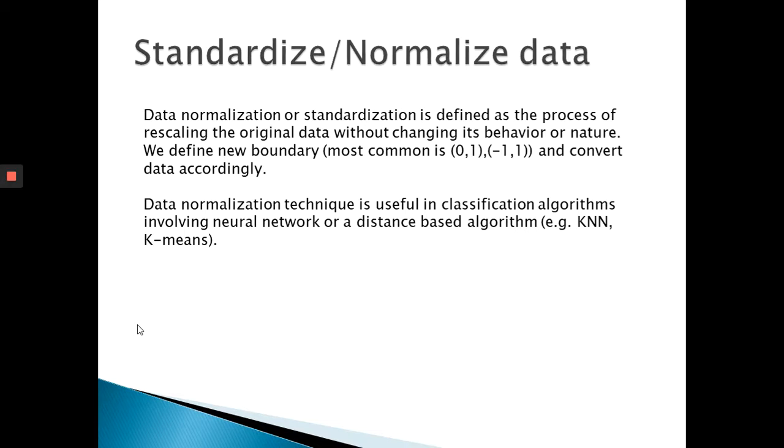Standardize or normalize the data. Data normalization or standardization is defined as the process of rescaling the original data without changing its behavior or nature. We define a new boundary, most commonly between 0 to 1 or -1 to 1, and convert the data accordingly. The data normalization technique is useful in classification algorithms involving neural networks or distance-based algorithms like KNN or k-means.